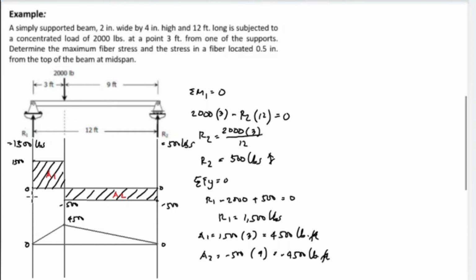So this is shear, and this is the moment diagram. And the maximum moment, maximum M, is equal to positive 4,500 pounds foot. And the shaded area, this one. So we have now the maximum moment, or M, which is 4,500.